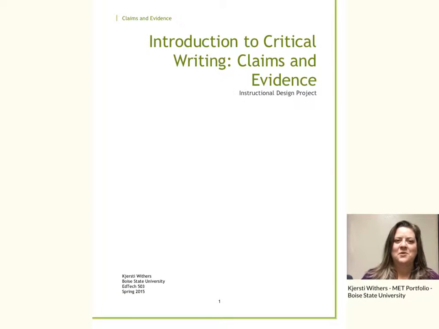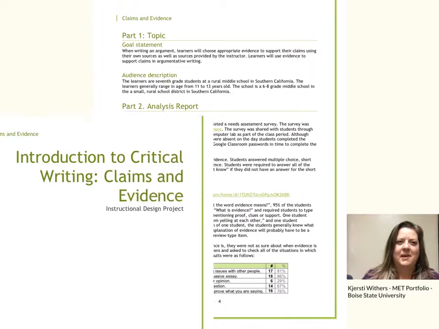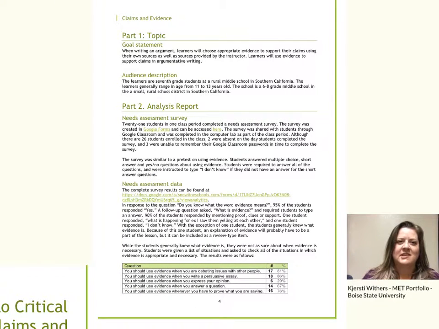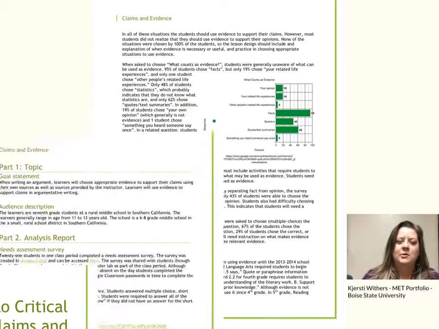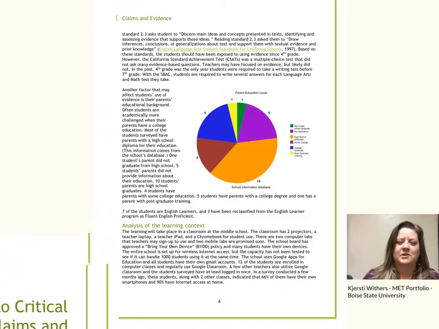In EdTech 503, I created a critical writing unit using backwards design. I began by analyzing learner needs. For instance, asking what limitations students face, are there any English learners, and what do students already know about critical writing. I used this information to create learning goals for the students.